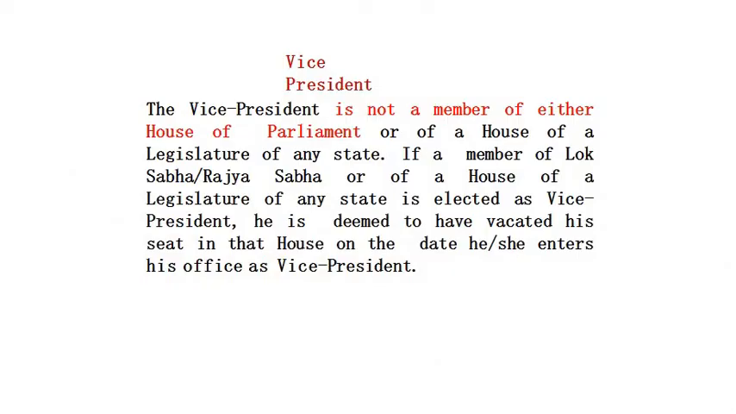Then comes the Vice President. The Vice President is not a member of either House of Parliament or of the House of the Legislature of any state. If a member of the Lok Sabha, Rajya Sabha or the House of Legislature of any state is elected as Vice President, he is deemed to have vacated his seat. That means if a member of the Lok Sabha, Rajya Sabha or Legislative Assembly is elected, he has to vacate his seat in that house and continue as Vice President.